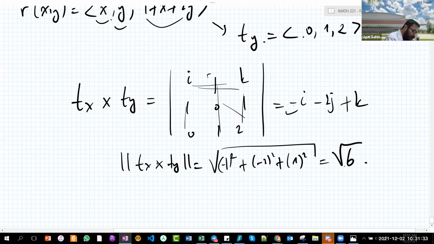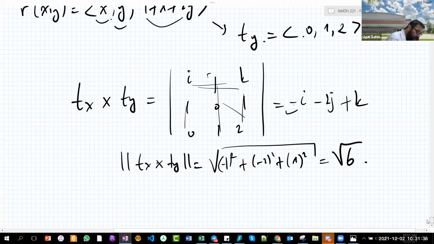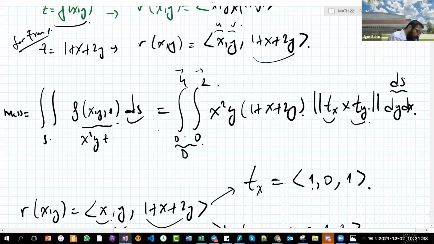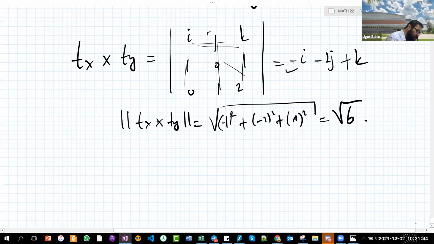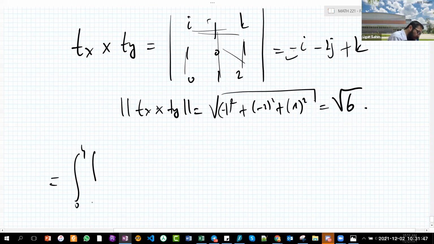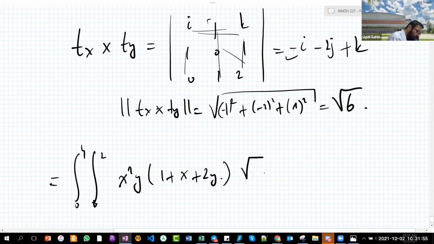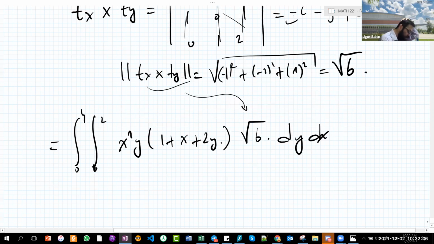All right. So I have everything I need, right? Look at it. I have this part, I have this part. So now let me go ahead and put everything back: the integral from 0 to 4, 0 to 2, of x squared y, 1 plus x plus 2y times square root 6, which is the length of this part, which goes here, and then dy dx. Did you see now? The rest is just calculating the integral. I'm not going to actually do this integral.